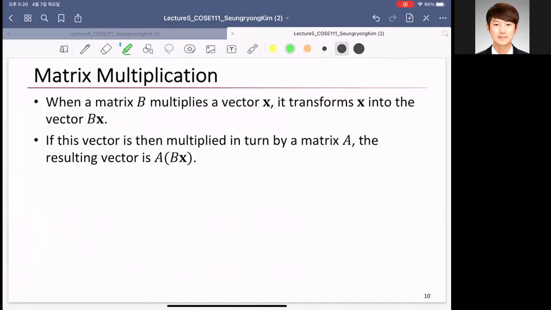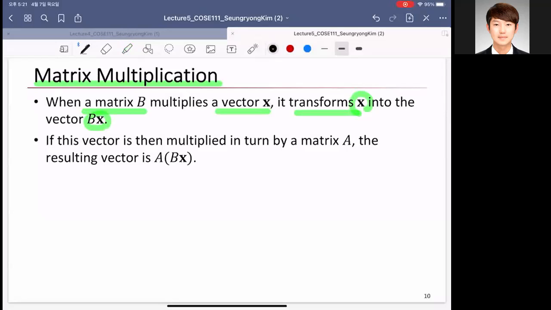One more thing is matrix multiplication. Not scalar multiplication, matrix multiplication. Actually, we are interested in it here. When a matrix B multiplies a vector X, it transforms X into the vector BX. We already discussed this, right?